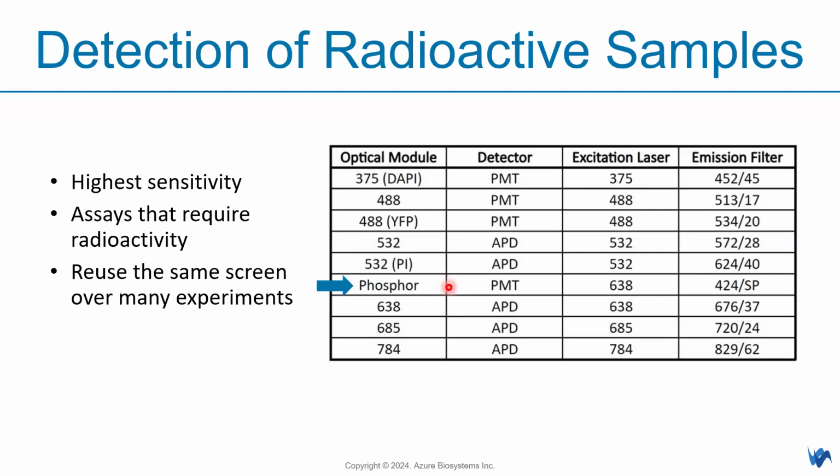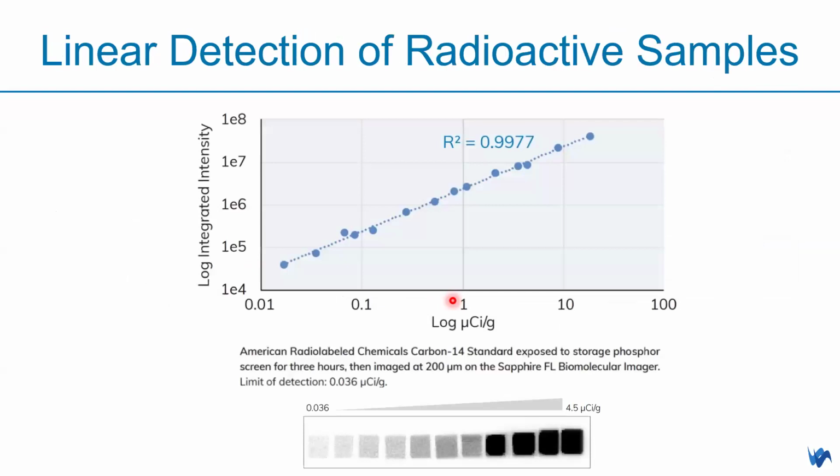So it uses the PNT, the best detector for radioactive samples, a very targeted one for your radioactive label samples. So this data we showcase will show the detection of the radioactive sample and the linearity.